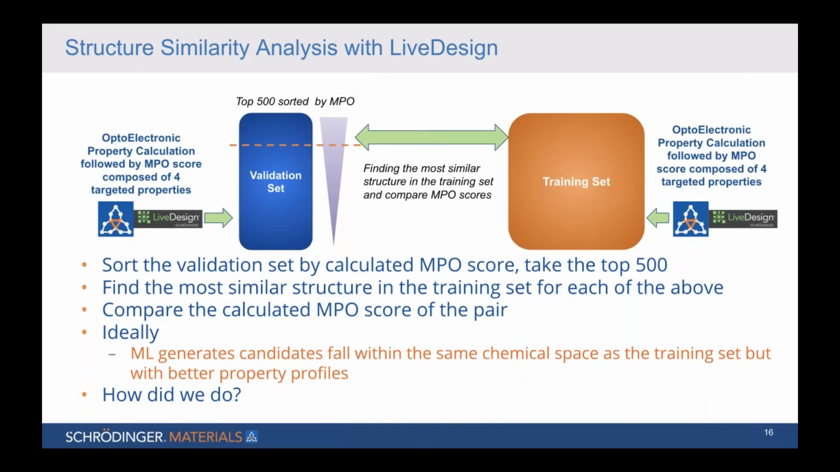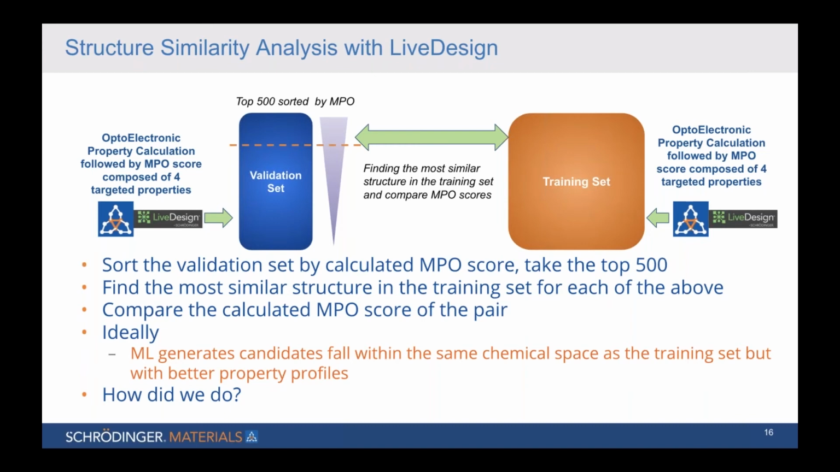Now the next thing we are looking at: before, we were just looking at the machine learning generated properties, and they all generate really nice property profiles. But another thing we want to look at is whether the machine learning generated structures have some similarity to the training set. Ideally, we want the machine learning generated structures more or less in the same chemical space as the training set, but with a better property profile.